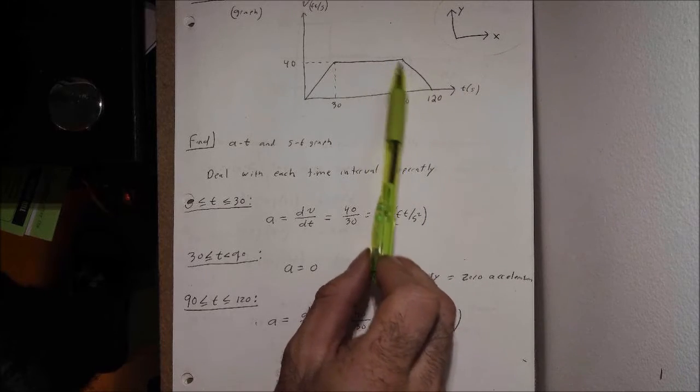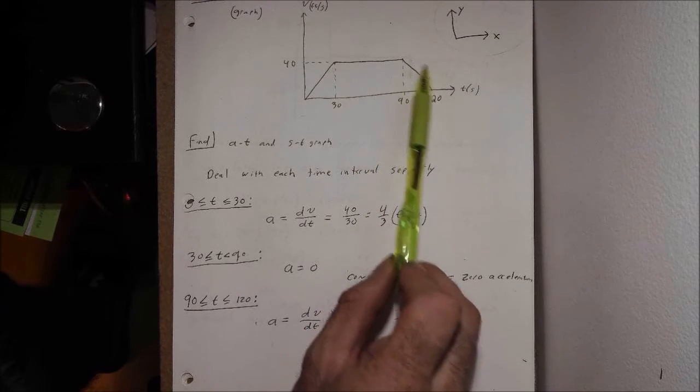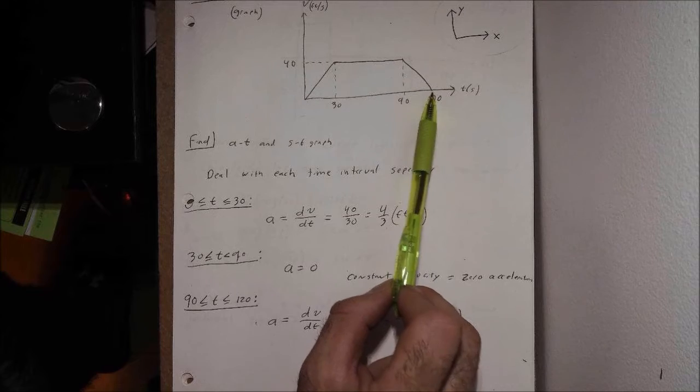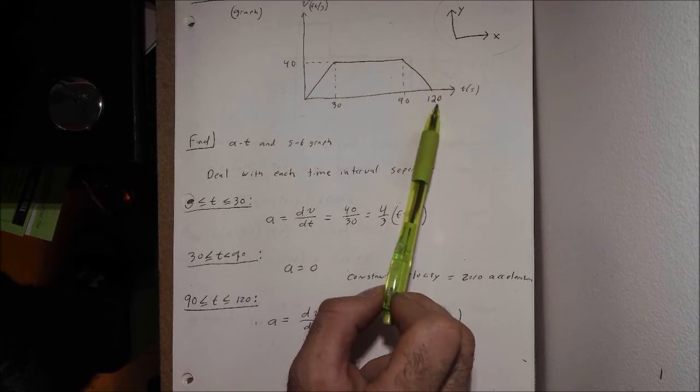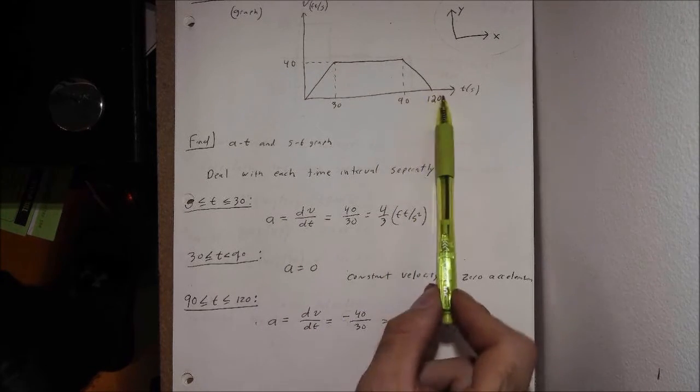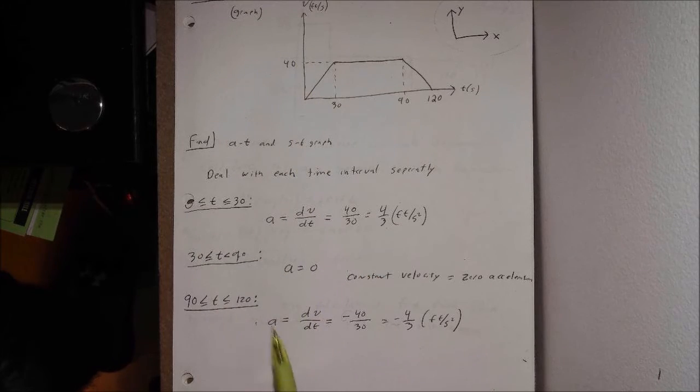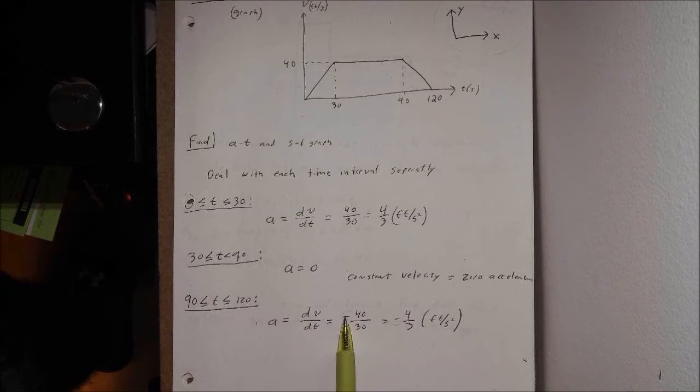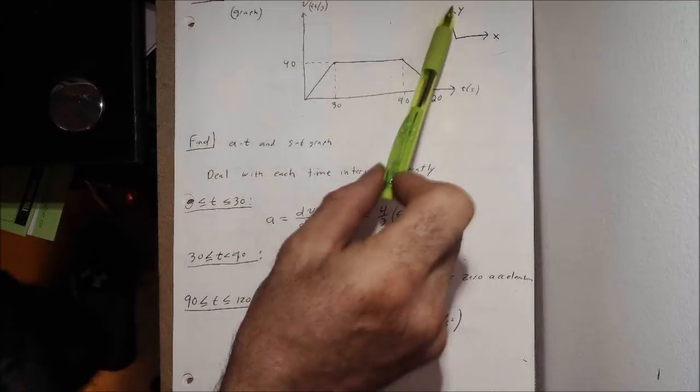And you can see we decrease our velocity with respect to time, starting at 40 feet per second all the way down to 0 feet per second when time is 120. So we have our change in time and we have our change in velocity. So we say a is equal to dv/dt, change in velocity with respect to time. So we go negative because now we're going down in velocity.